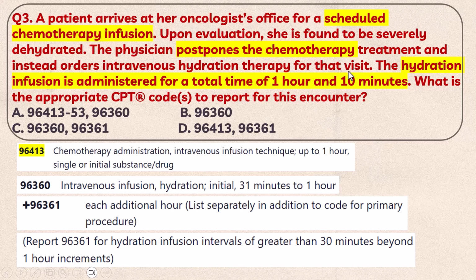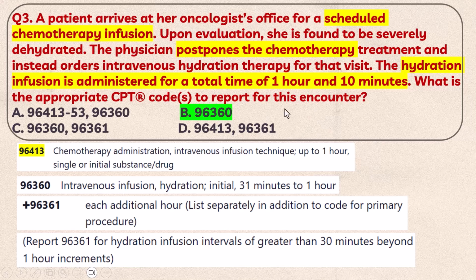You can't count this for the suitability for add-on code because if you want to add the add-on code, it should be more than 30 minutes. So if it is 31 minutes only, you can add the add-on code. Otherwise, you have to use only the primary code, that is 96360. You have to be very careful and read the within-bracket notes. So the correct answer will be answer B.